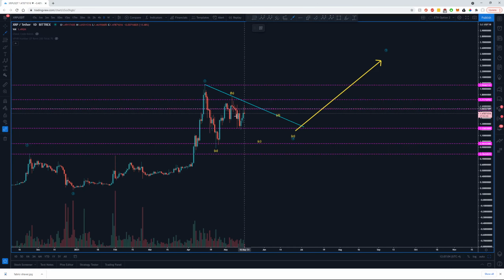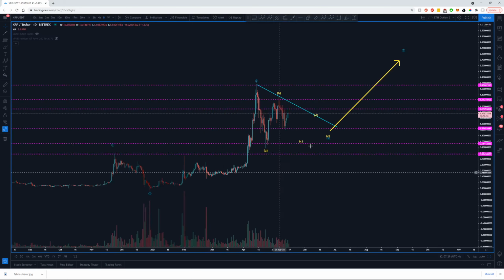Now, if price were to continue upwards from right here and just continue higher than this B wave into here and continue up and up, then I would have to redefine my count and say that the fourth wave is just this first move down right here, and then we're actually already working on the fifth wave with a 1, 2, and the 3 would have to start very soon onto this.